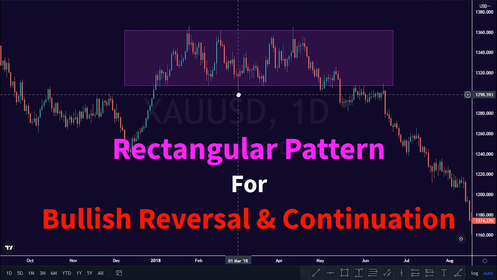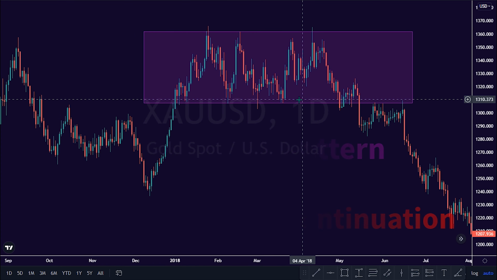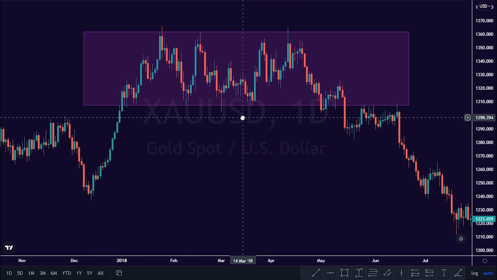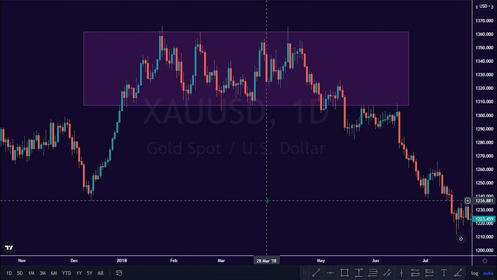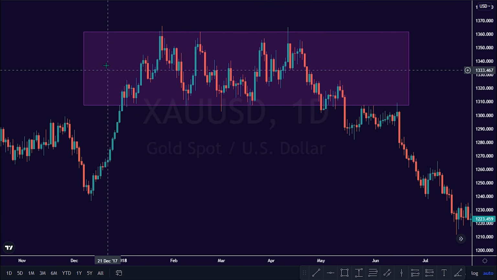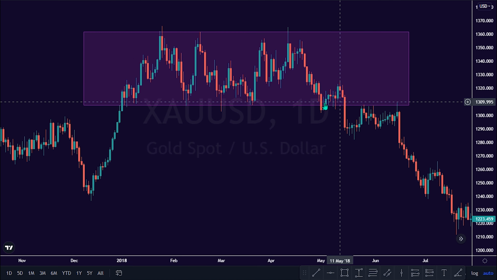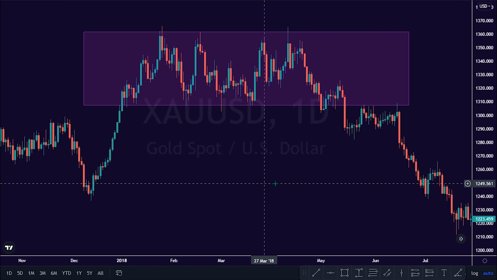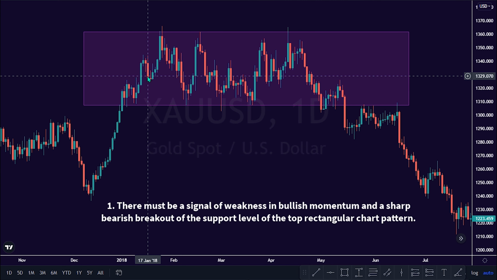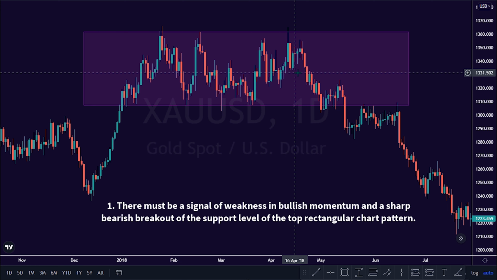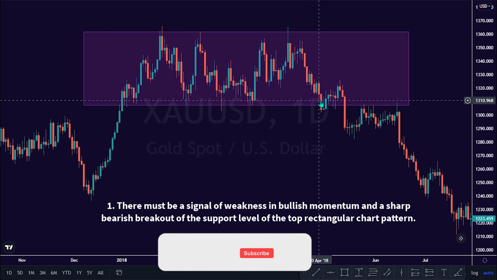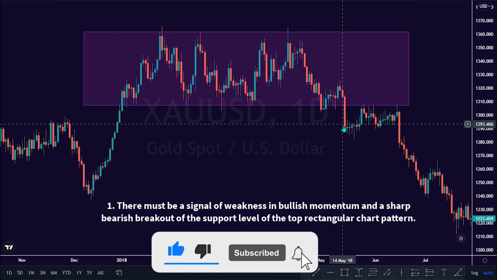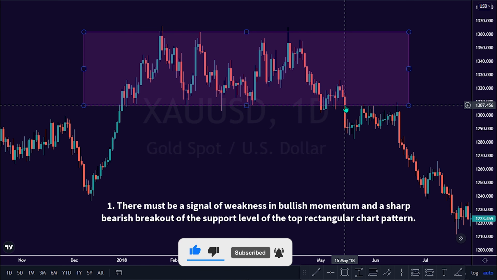Before we proceed to how to implement the top rectangular chart pattern for the reversal of a bullish trend, I need to remind you about the important factors you must ensure as a trader before ever planning to implement it. These factors are: Number 1. There must be a signal of weakness in bullish momentum and a sharp bearish breakout of the support level of the top rectangular chart pattern.